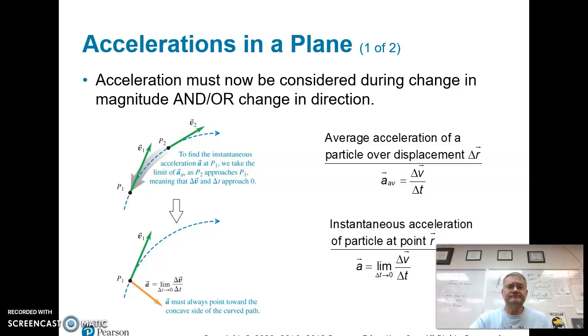Accelerations in the plane. Acceleration is defined as the change in velocity over change in time. When I'm teaching this at the high school level, I define acceleration as how much you change how fast you're going, or in other words, how fast you change how fast you're going. They seem to understand that. It's more than just changing your speed. It's the rate at which you're changing your velocity. And of course, velocity can also mean direction.